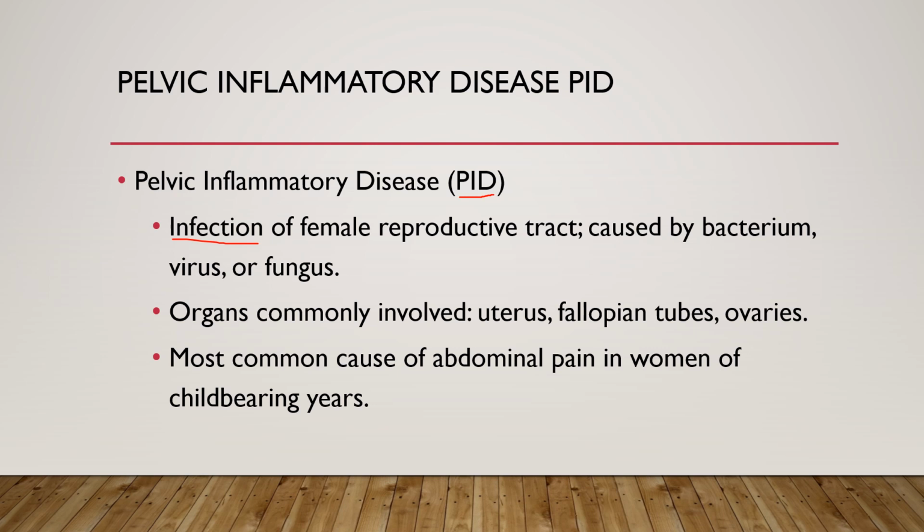Now this infection can be due to a bacteria, it can be due to something that's viral, or it can be due to something that's fungal. But anyway, this infection actually involves the associated anatomy and physiology. For example, it can affect the uterus itself. It can occur in the fallopian tubes and also with the ovaries. So these organs are the ones that are typically involved with PID. Now, PID, pelvic inflammatory disease, is the most common cause of abdominal pain in women of childbearing years.